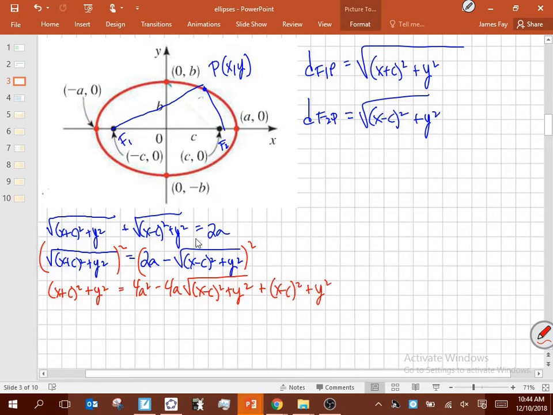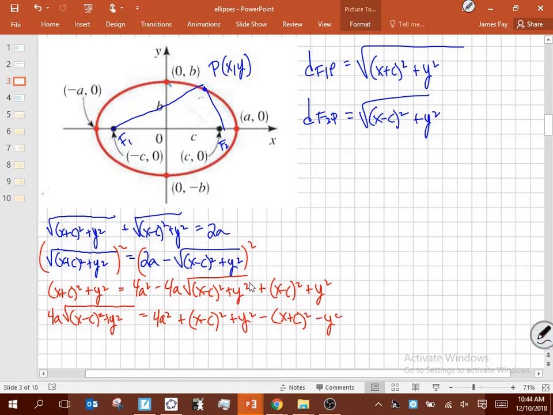Okay, so now I'm going to try to isolate the 4A radical, transferring a square again and getting rid of that radical. I'm going to move it over here so it becomes positive, the square root of x minus C squared plus y squared underneath there. I'm going to move this stuff to the other side, so I'd have a 4A squared, then plus x minus C squared plus y squared, minus x plus C squared, minus y squared.